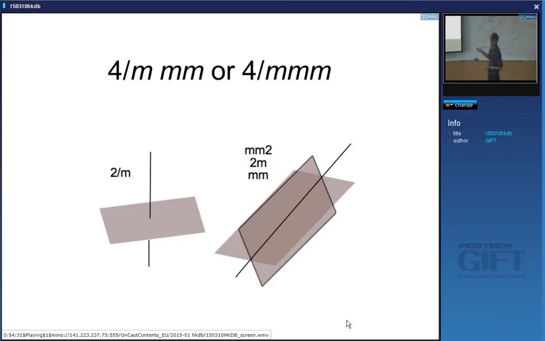There are ambiguous ways of writing 2mm. So for example, mm is similar to 2mm, as is mm2. But we use the minimum that we need to specify the symmetry. Okay?